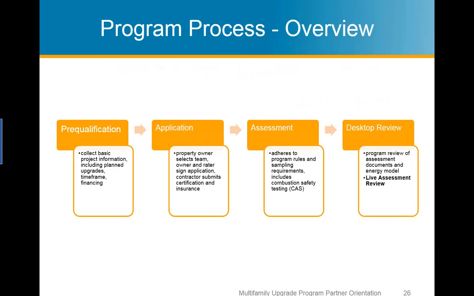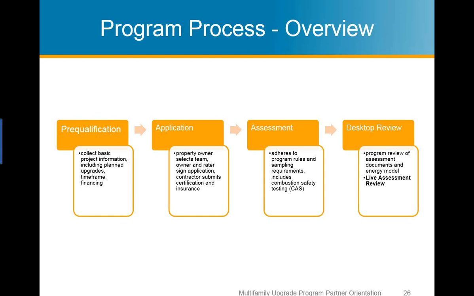So I just want to quickly do a high-level overview of the process to submit a project into the program. Pre-qualification is the opportunity for the contractor, owner, rater, and MUP staff to all be on a phone call together and talk, get basic project information, which includes existing conditions, what the planned upgrades are, their time frame, what their financing looks like. This is a free service that's offered by the program. So please feel free to reach out to program staff if you have an interested project that you'd like to go through pre-qualification. This will help us help you determine if it's a project that is eligible in the program.